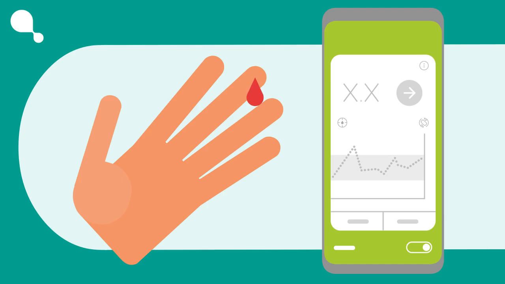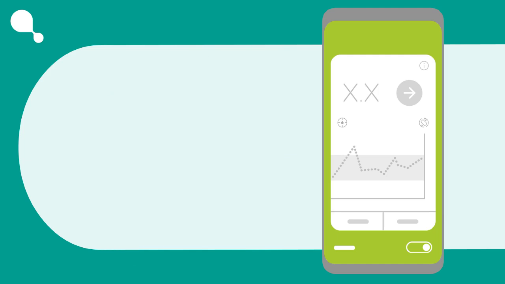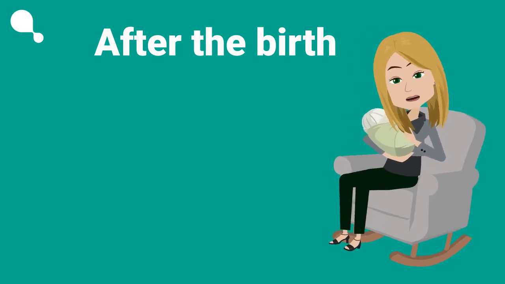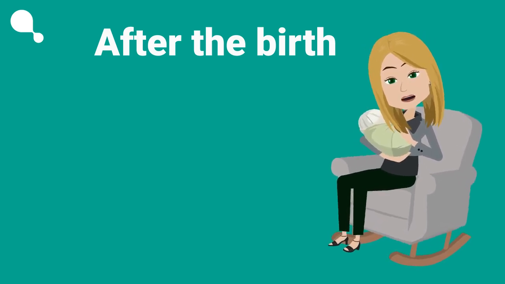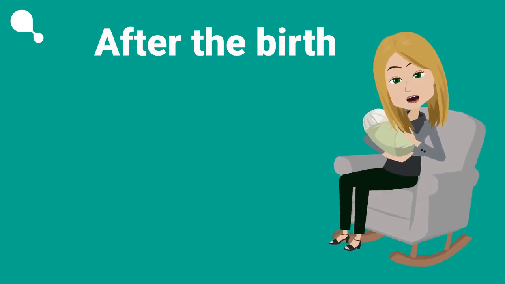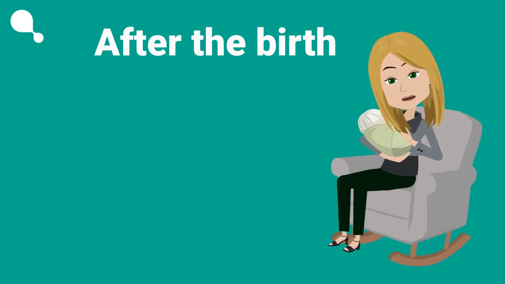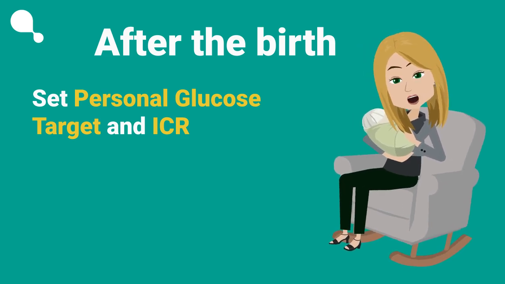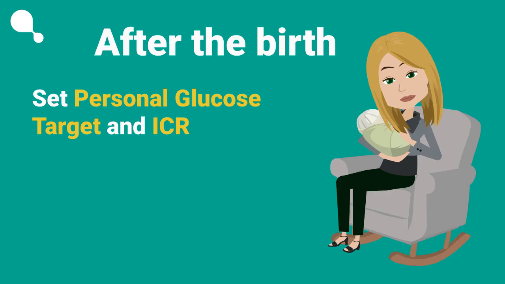Please also check the accuracy of your sensor and calibrate or replace it if the sensor is reading more than 55 milligrams per deciliter above or below your blood glucose reading when your sensor arrow is stable. After the birth, very little insulin may be needed in the first 24 hours. The real priority is to avoid hypos. Remember to set your new personal glucose target and insulin to carbohydrate ratios in the app.